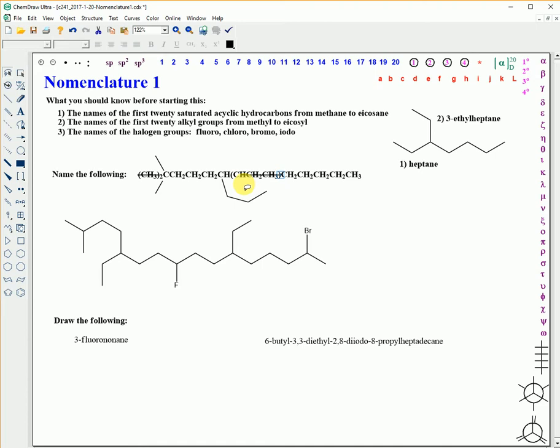Notice my computer program likes changing things on me. After I cross this off and put the group on it, it changes the number of H's, so it's wrong now. But let's just move on.